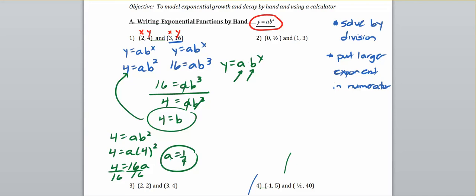So I can write my exponential function now because I have my a and my b. When I write the equation on a line, I want to keep my x and y's, but I want to make sure I plug in a and b. So I'm going to put y equals 1/4 times 4 to the x. That would be my final answer. Okay, if I look at number 2, let's go ahead and do the same thing.